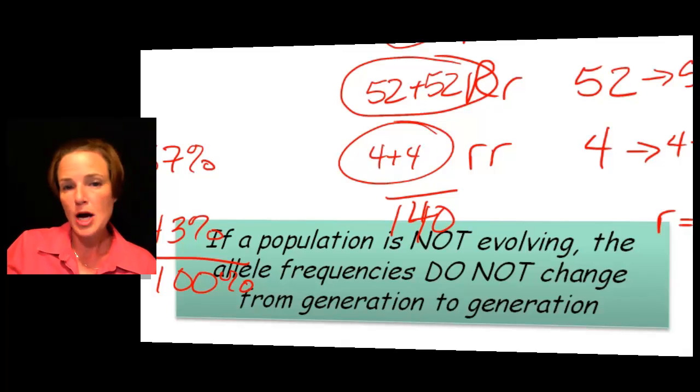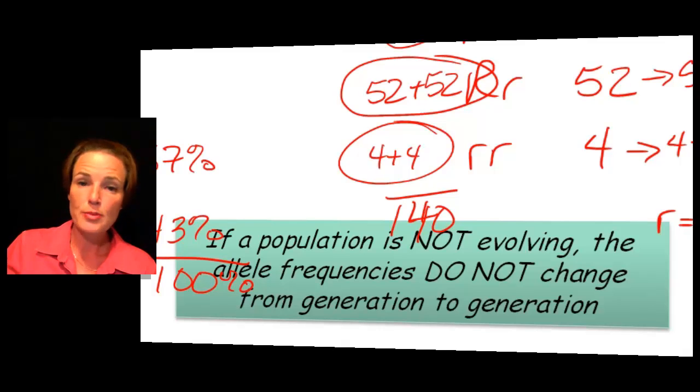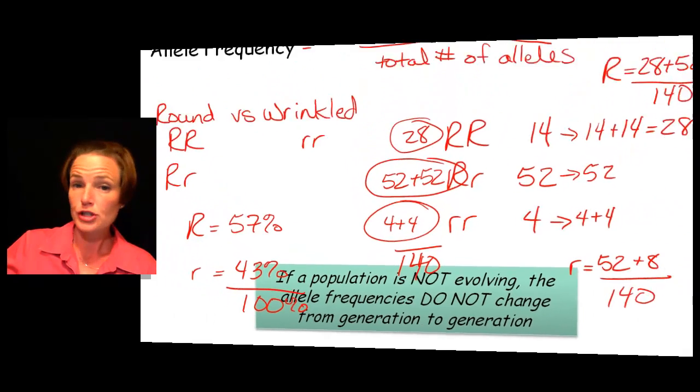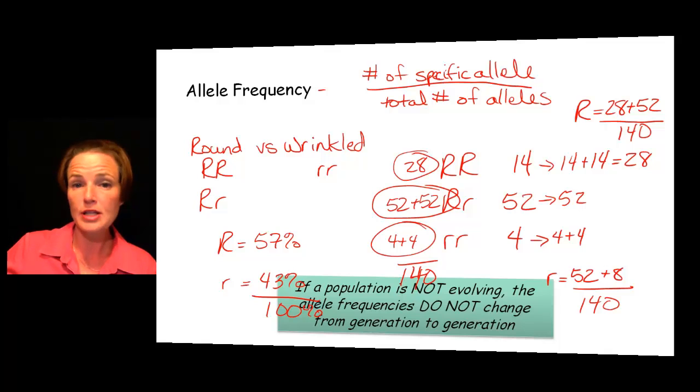Okay, so if we have a population that is not evolving, then we expect the allele frequencies to remain the same from one generation to the next. So if we look at one generation and we see 57% capital R and we see 43% lowercase r, if we looked at that same population 3, 4, 10 generations later or 100 generations later, we would expect those frequencies to be exactly the same. Now, if we have evolution actually happening, so if the population is evolving, we're going to see those numbers change.